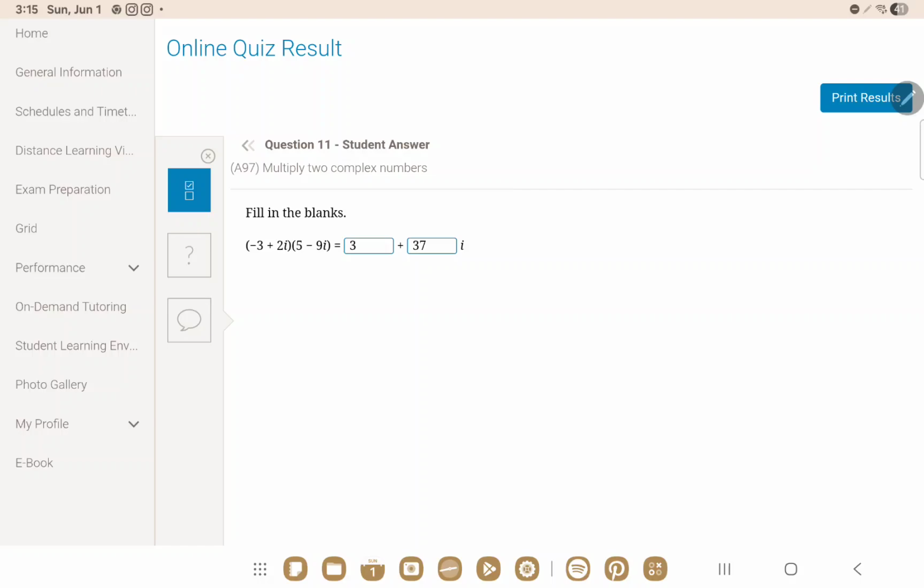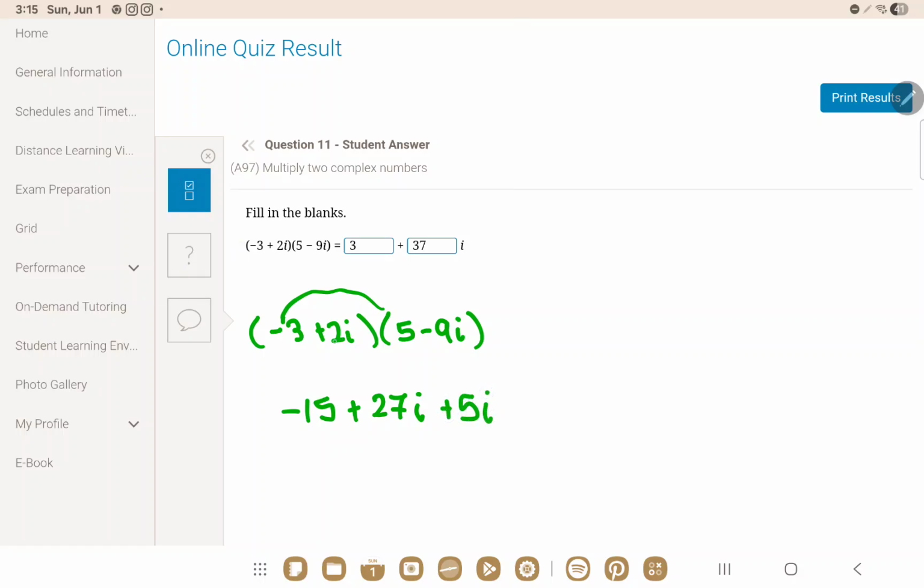Here you're gonna again multiply two complex numbers. So let me write it down. Negative 3 plus 2i into 5 minus 9i. Negative 3 times 5, negative 15. Negative 3 times negative 9i plus 27i. Now plus 2 times 5 is plus 10i. Now plus 2i times negative 9i, negative 18i squared.